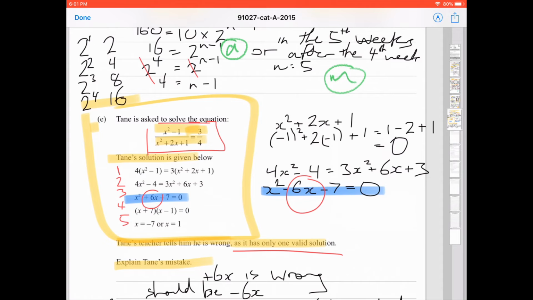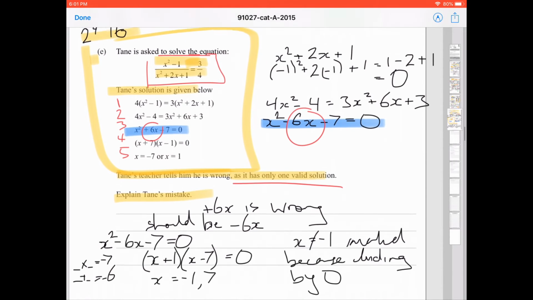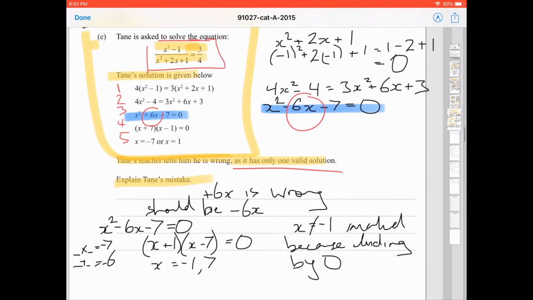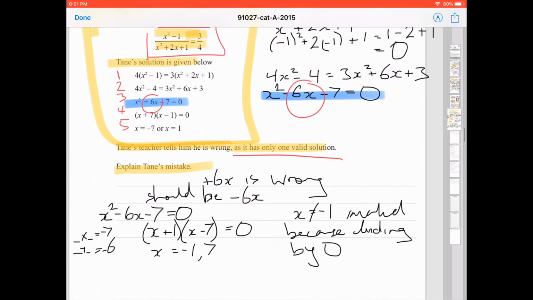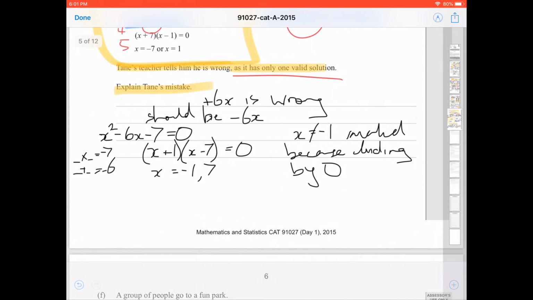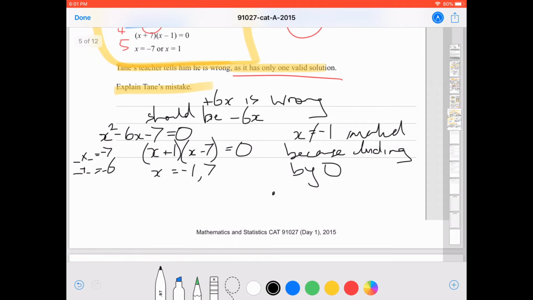Thinking about our second solution for x, 7, well, we just need to look at it, and we know that we won't be dividing by 0 here. You will have a denominator, and so the only solution therefore is x equals 7.